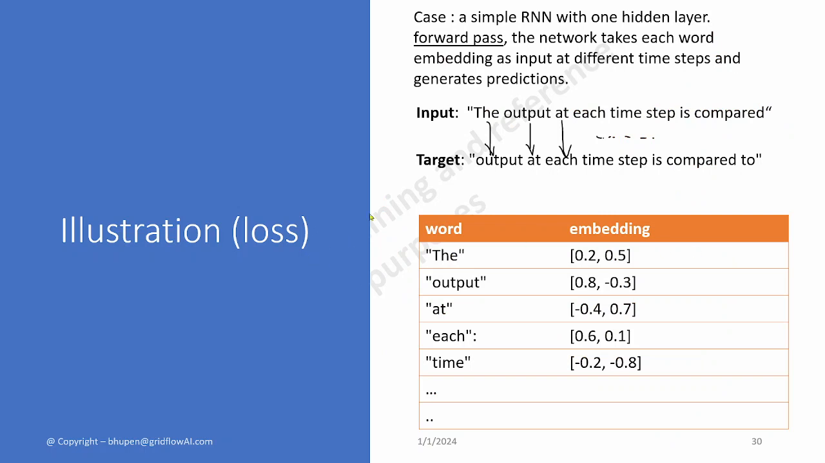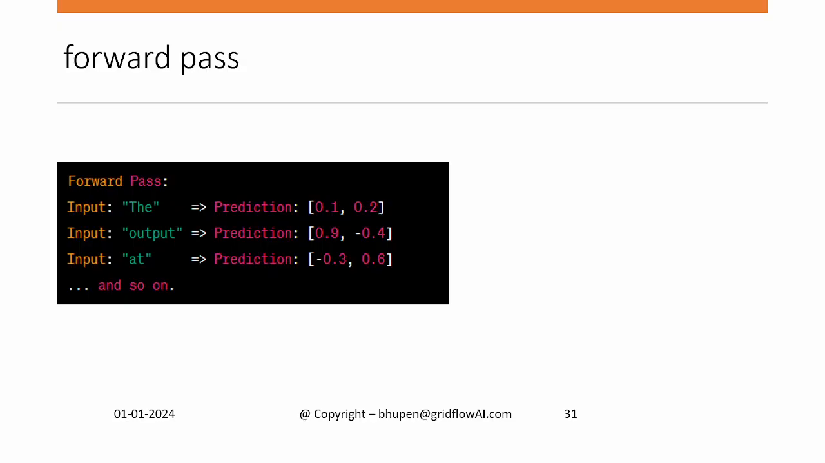So to illustrate the loss function, let's say these are the words and these are your embeddings. With the given input, these words, we push them into the RNN network and carry out the forward propagation. So let's say the word is D, and we would like the prediction to be 0.1 and 0.2, and likewise the output is the current input, and we want the actual output to be this embedding, and so on and so forth.